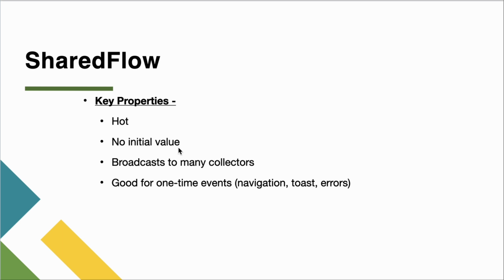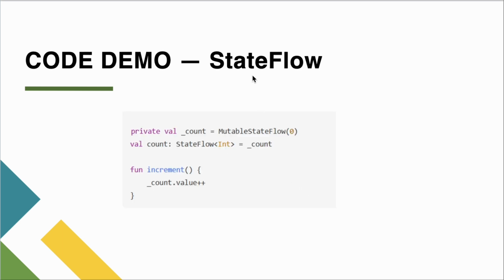it does not take any initial value, it broadcasts to many collectors, good for one-time events like navigation, toast, or errors. Like for example, when a new collector joins, boom, it gets the latest value instantly. My bad. What I'm trying to say for the state flow is, whichever user comes into the picture, it will always get the latest value instantly.